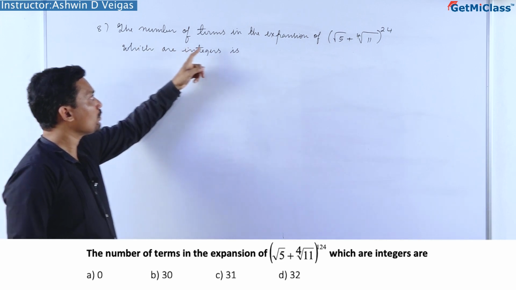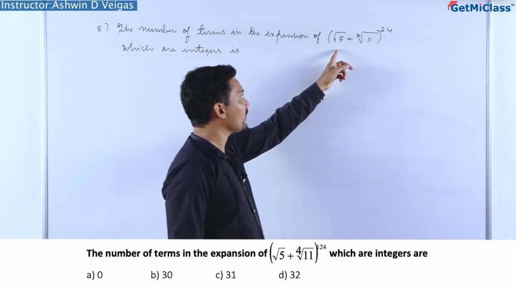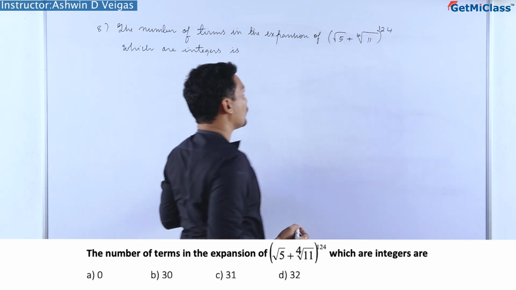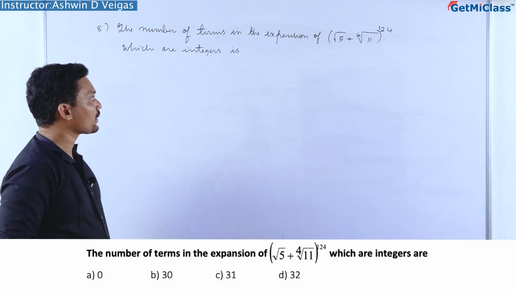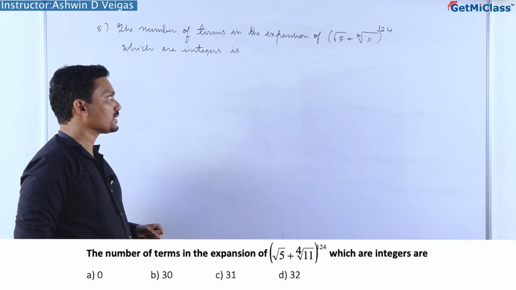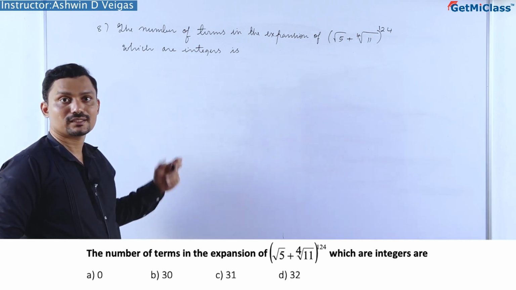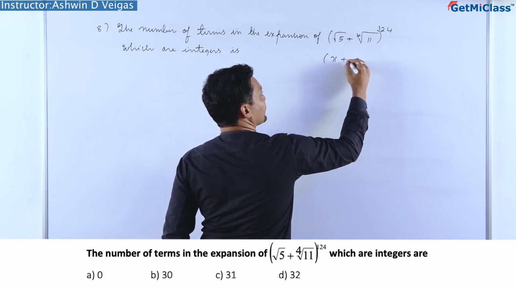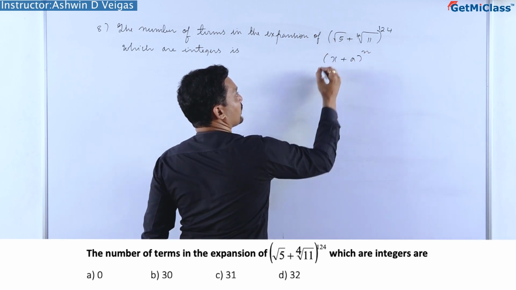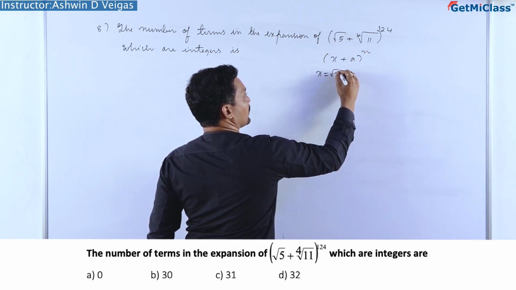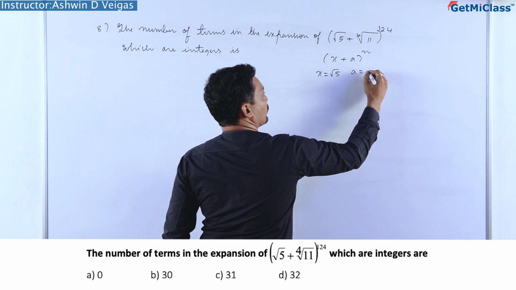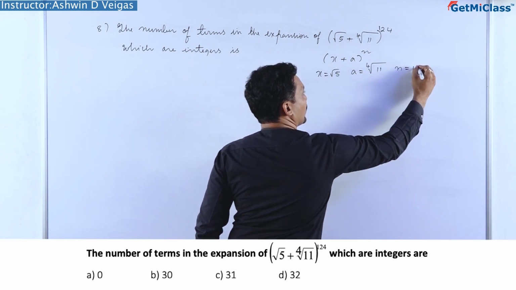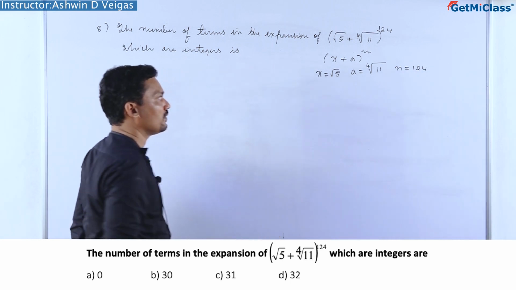Eighth question: the number of terms in the expansion of (√5 + ⁴√11)^124 which are integers is. Now, whenever you do this kind of question, you have to try writing the general term. If you compare this expression with (x + a)^n, we get x is equal to √5, a is equal to ⁴√11, and n is equal to 124. So this is what we get.